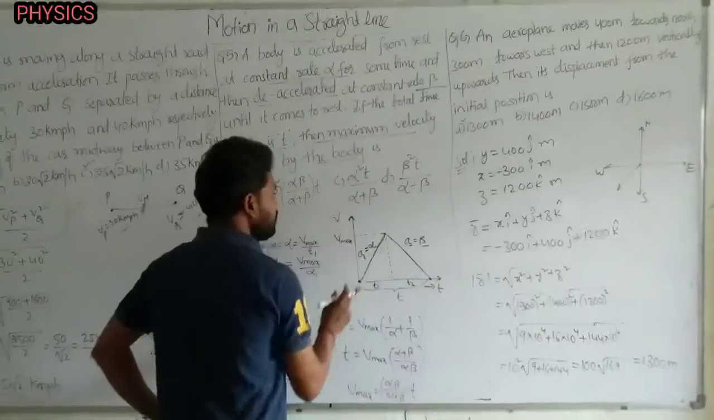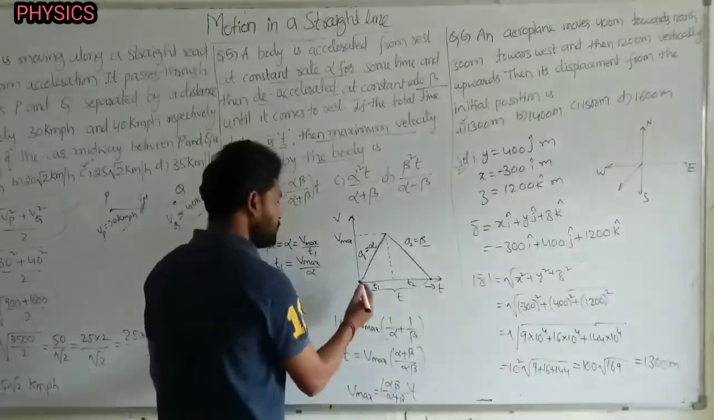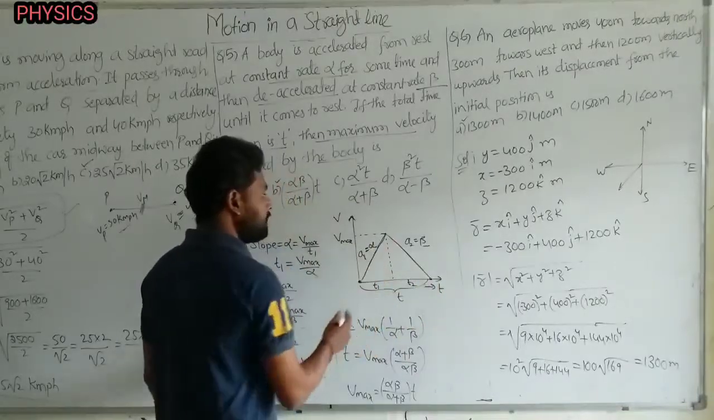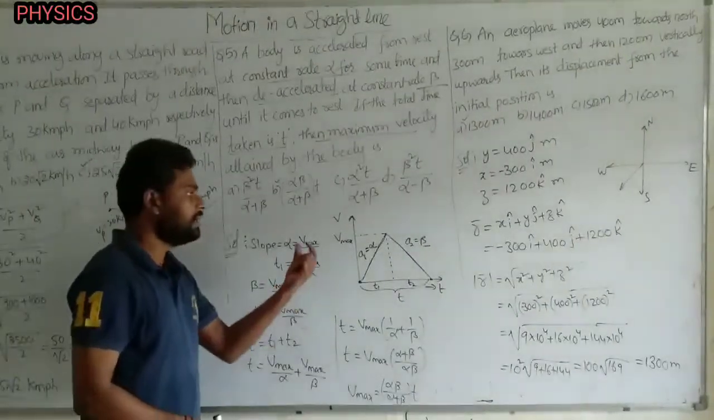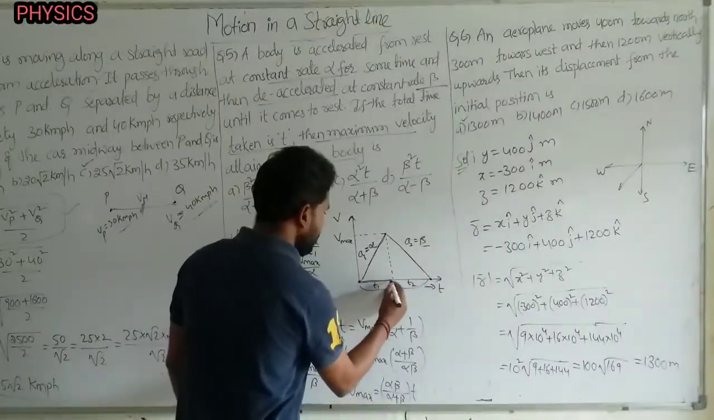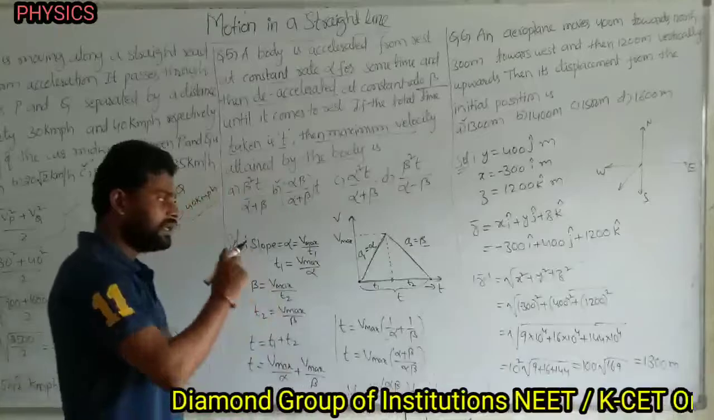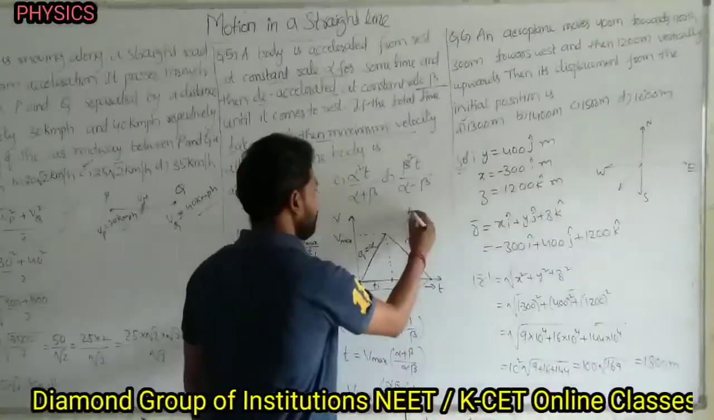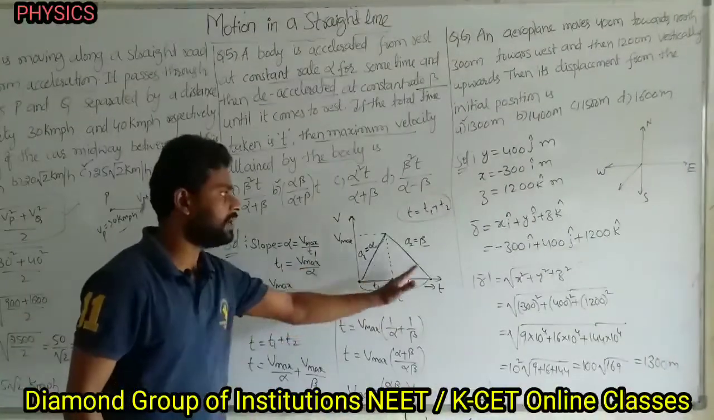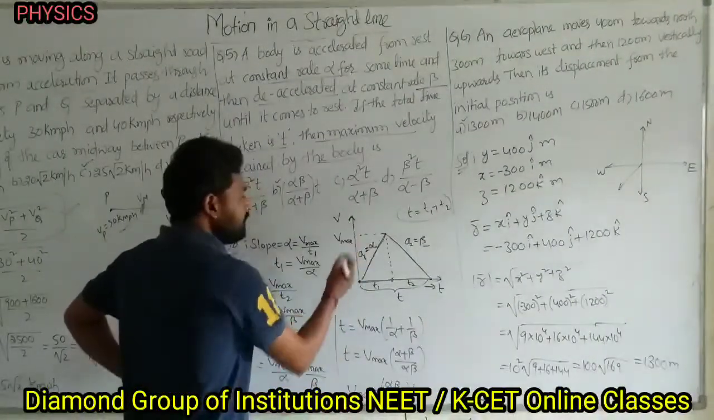Here the rates of acceleration and deceleration are not the same, so the time taken to go from rest to the maximum and the time taken from the maximum back to rest should not be the same. Alpha is here, beta is there. Rest to maximum takes time t1, and maximum to rest takes time t2. The total time t equals t1 plus t2. From this graph we find t1 and t2 and substitute in this condition to get the answer.